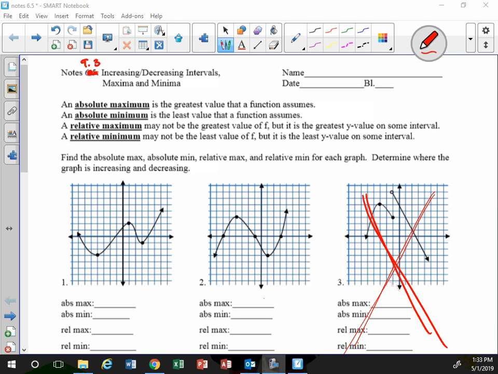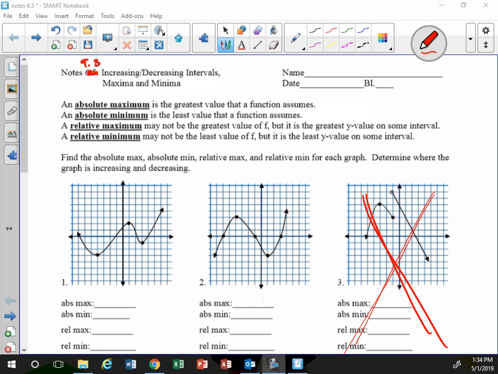Okay. All we're talking about is maxes, mins, increasing, and decreasing. So with your maximums and minimums, you have two types. We have what's called the absolute max or min. That just means it's the absolute highest point your graph ever goes, or the absolute lowest point your graph ever goes. Nothing can ever be higher than that if it's an absolute.